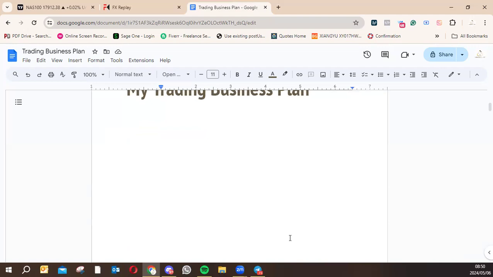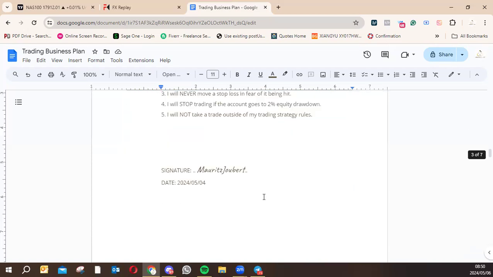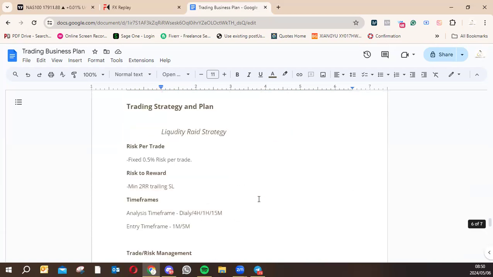All right. So let's go over the strategy itself. So just quickly, right here. This is called the liquidity rate strategy. So it's basically looking at liquidity levels on a higher time frame and then entering on a low time frame from the reaction in that liquidity area. Okay, so that's all it is.